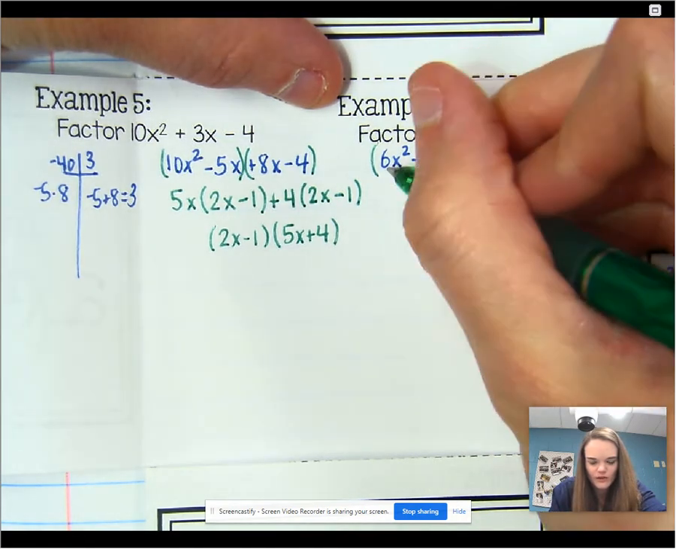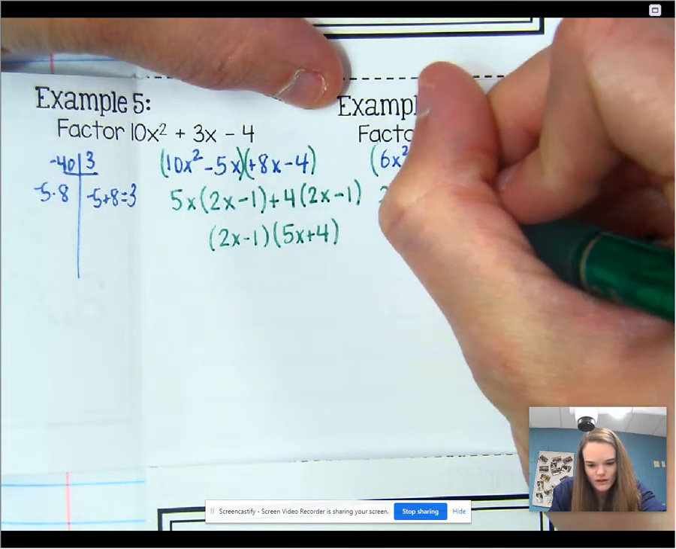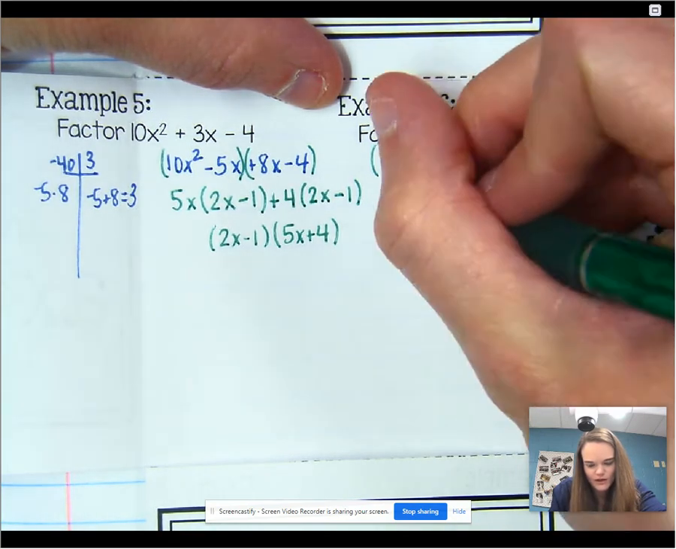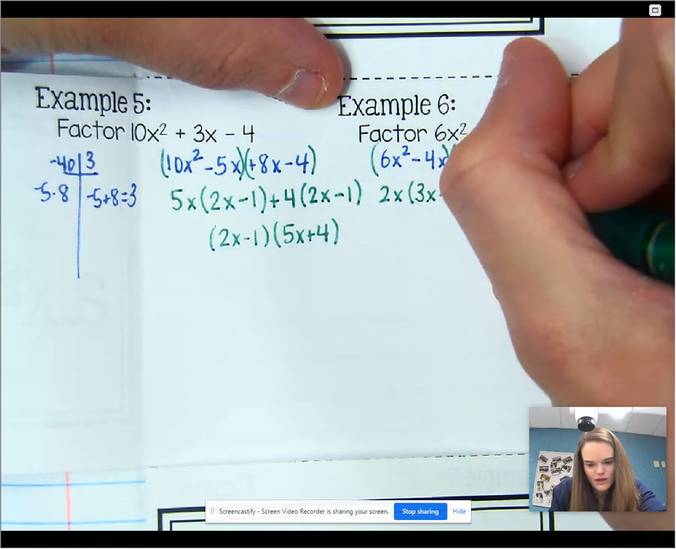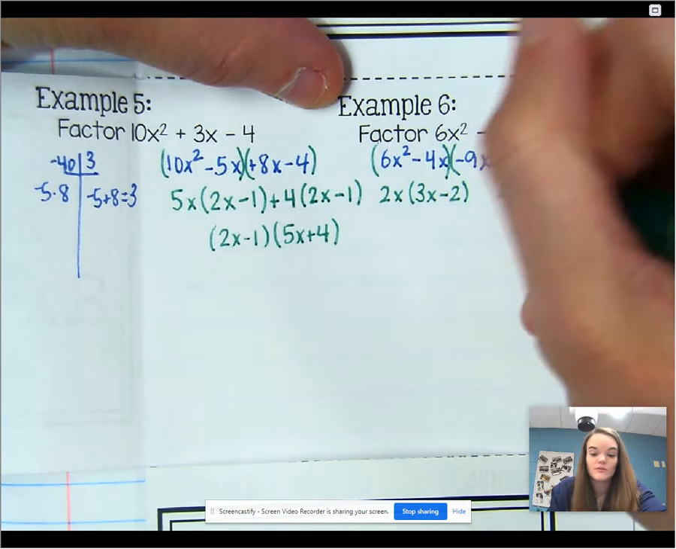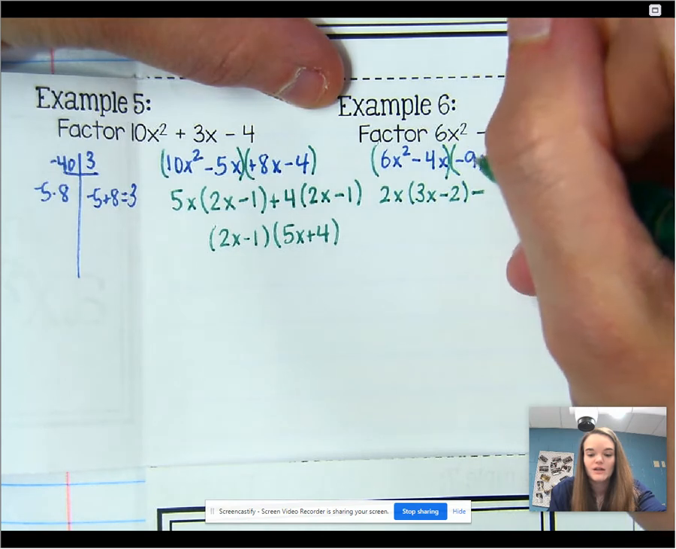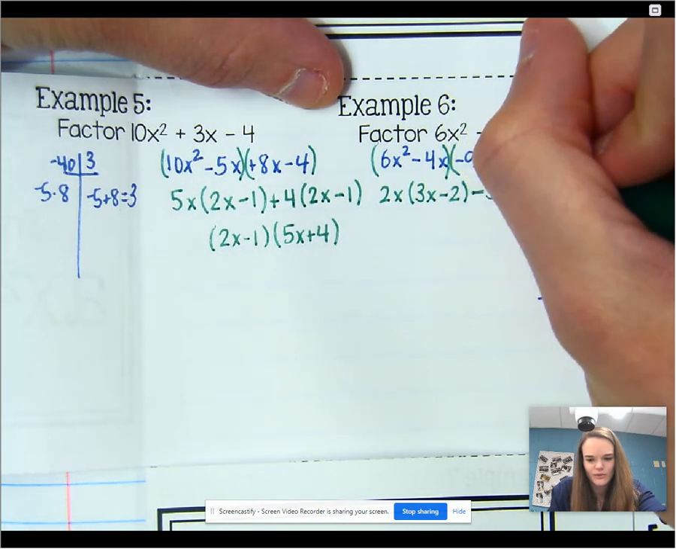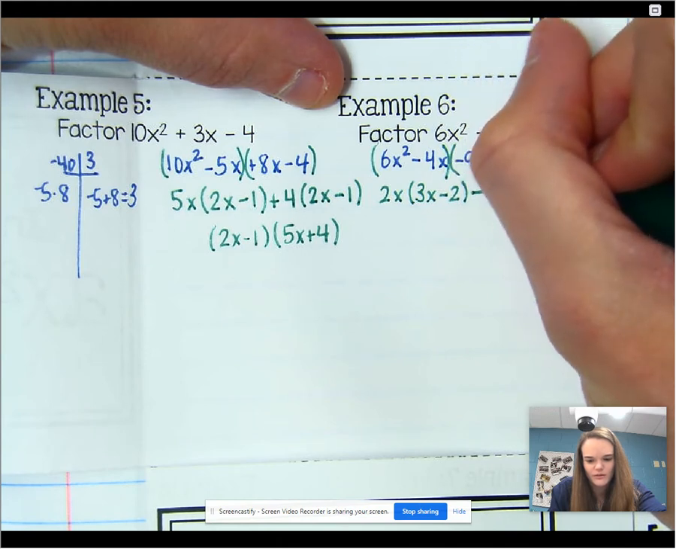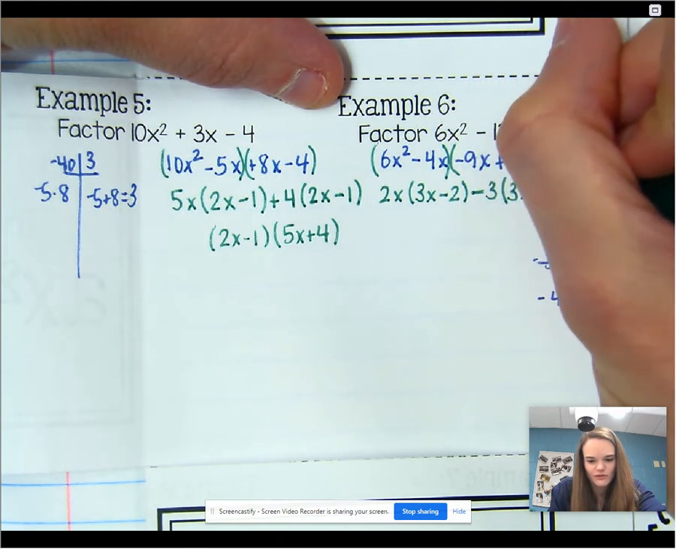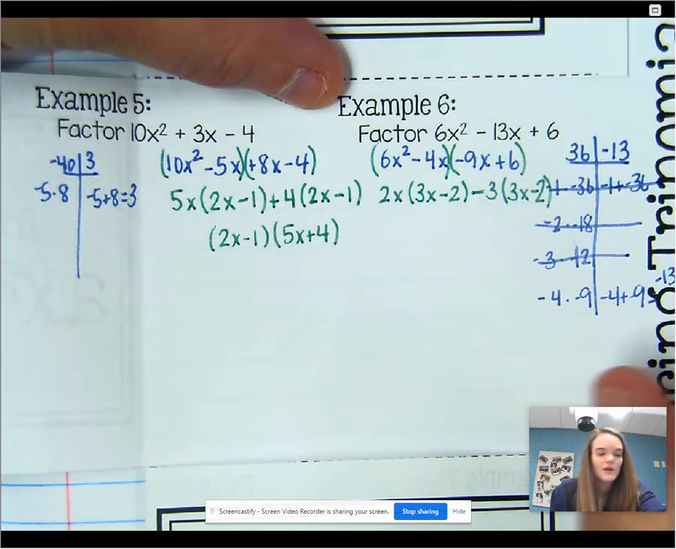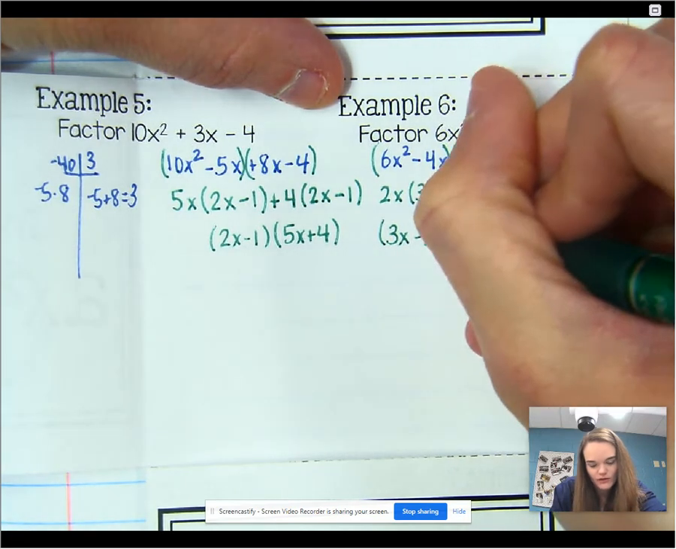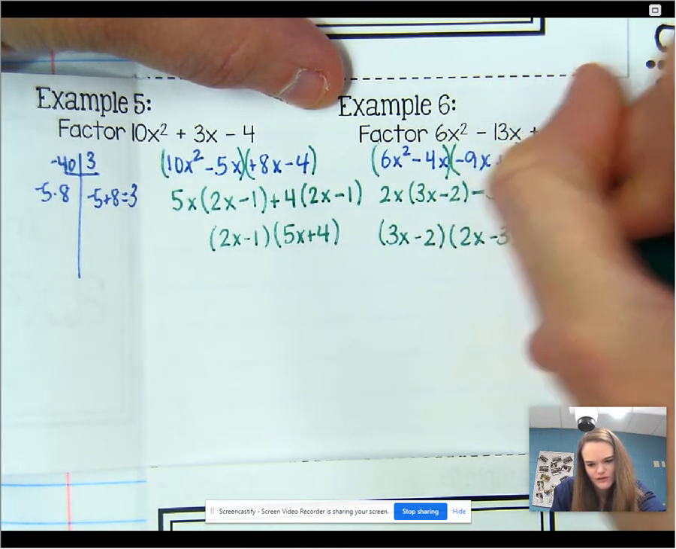Okay, so between 6 and 4 I can take out a 2 and an x. 6 divided by 2 is 3, and then we have an x. 4 divided by 2 is negative 2. Notice this one is negative, so our value right here is going to be negative. 9 and 6, I can pull out a 3. 3 divided by 3, we have positive 3x. 6 divided by negative 3 is negative 2. I barely had room there. So 3x minus 2, 2x minus 3.